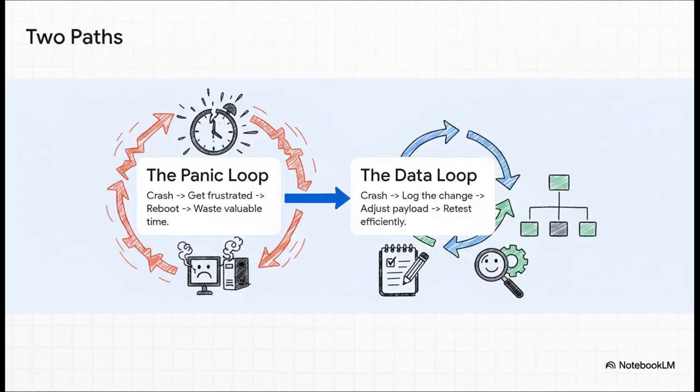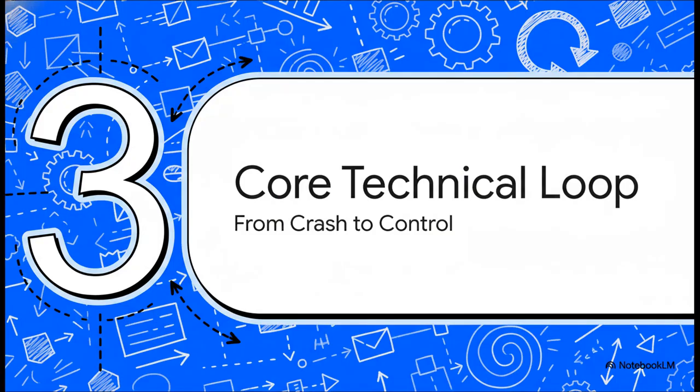And this slide just lays it out perfectly, right? You've got two paths. On one side, you have the panic loop. It's a total dead end. The app crashes, you get mad, maybe reboot the VM, and you just waste precious time. But then there's the data loop. This is the professional way. It crashes, you log what you did, you adjust your payload based on that new information, and you go again. You're not failing, you're experimenting. All right, so with that mindset locked in, let's get into the nitty-gritty. Let's talk about the core technical loop and how we build that repeatable process.